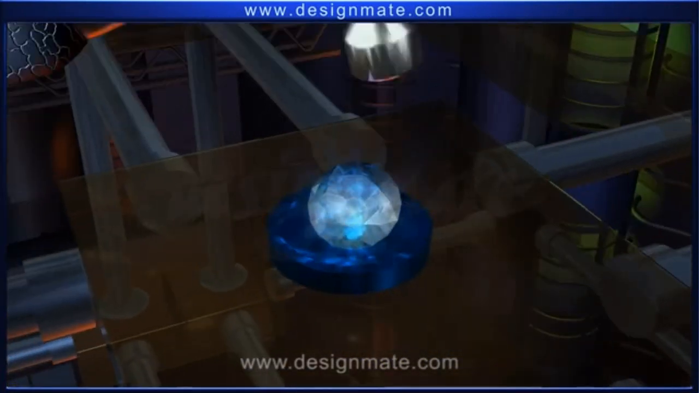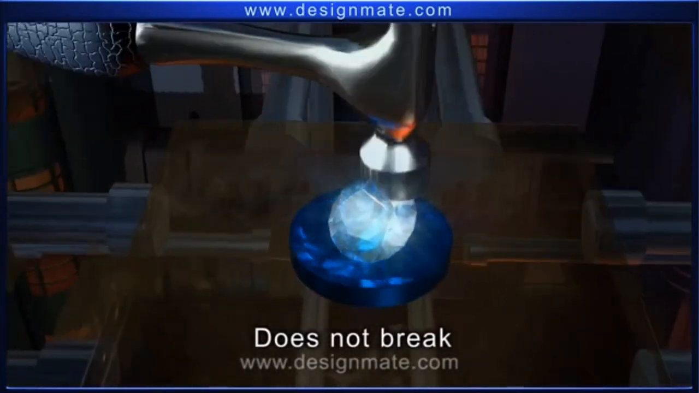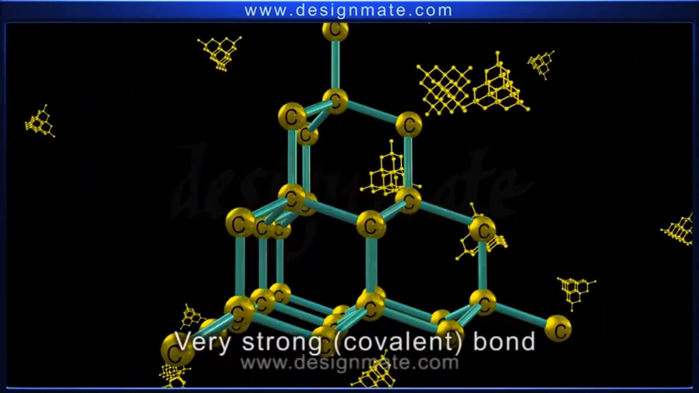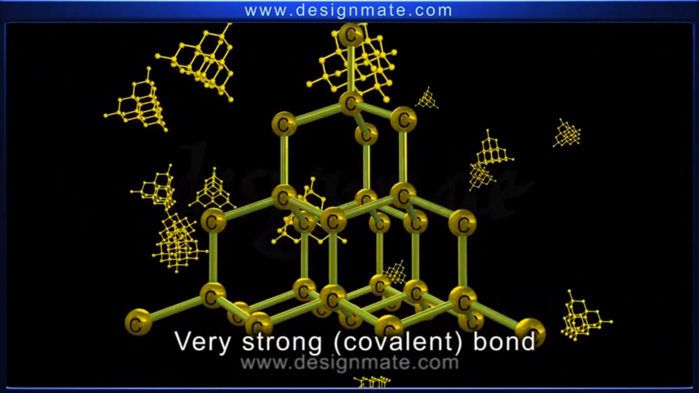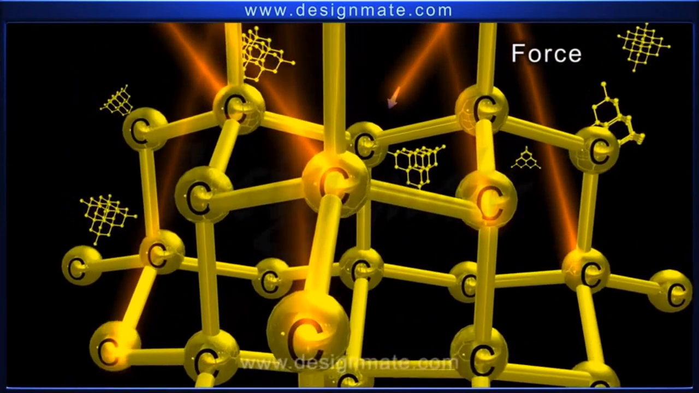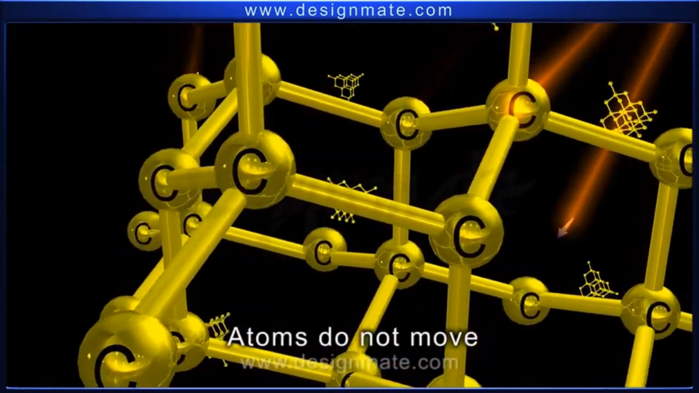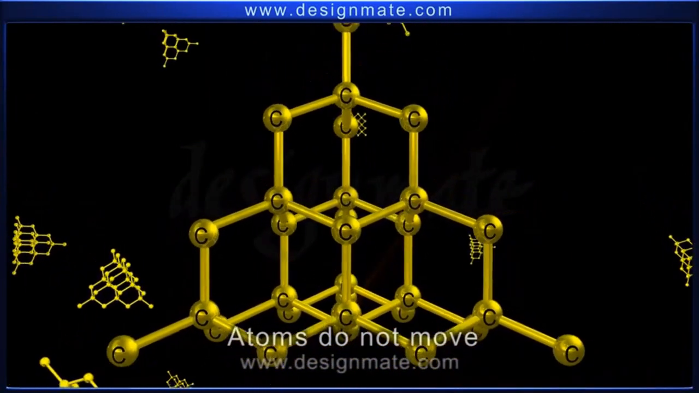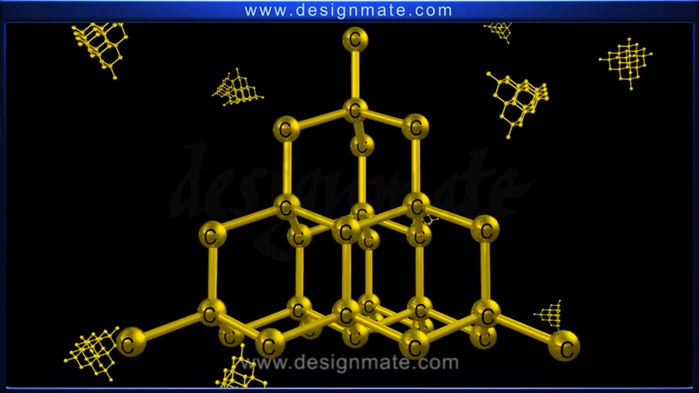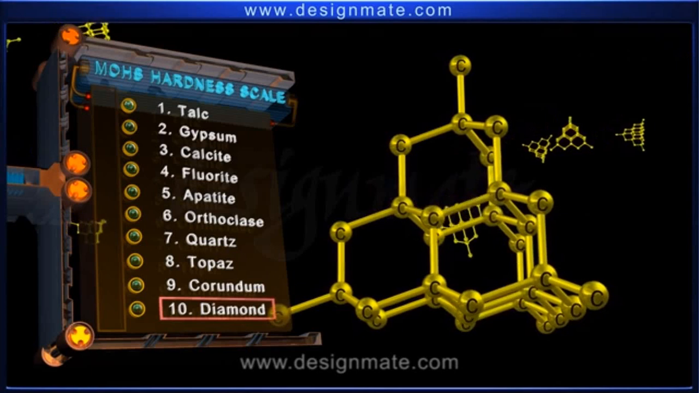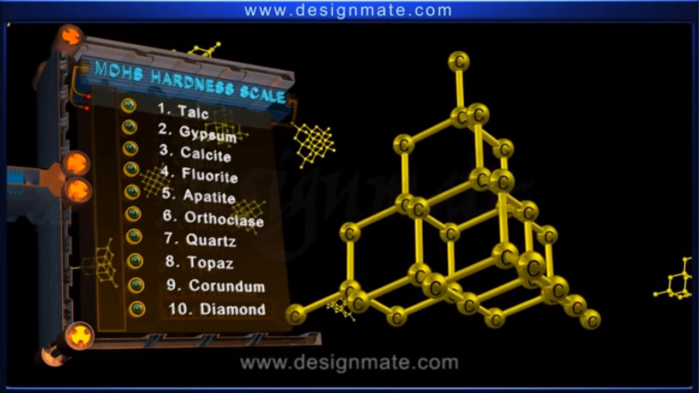When a force is applied on a diamond, it does not break. As in a diamond, carbon atoms are bonded by very strong covalent bonds to each other to form a strong tetrahedral structure. When an external force is applied, this rigid network does not allow these atoms to move from their position, and thus diamond can resist the external force. This makes the diamond very hard. In fact, it is the hardest material known to man, with a hardness of 10.